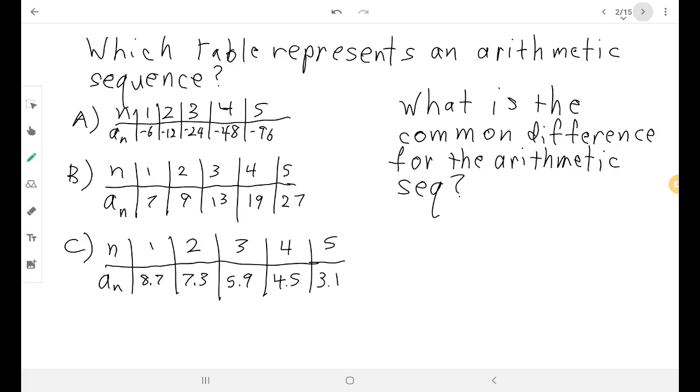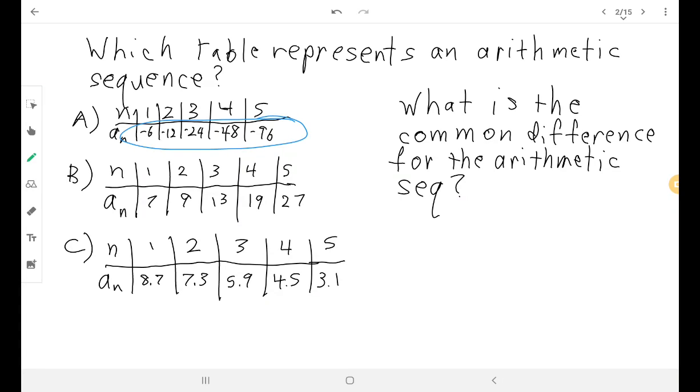So let's get looking at our first problem here. Our first problem asks, which table represents an arithmetic sequence? So the first thing we have to know is what is an arithmetic sequence. An arithmetic sequence is any sequence that has what they call a common difference. All that means is that you're adding the same number over and over again. So what we want to do is look at these bottom pieces on each of these tables, and see, do I keep adding the same thing each time?